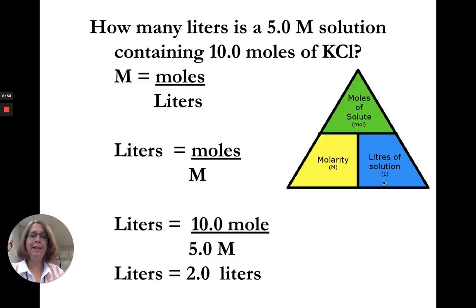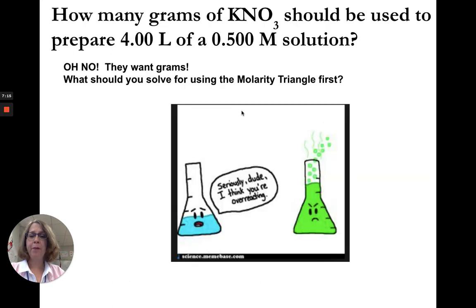All right, so liters is moles divided by molarity. So if we have 10 moles and we divide it by 5 in terms of the molarity, that means we have 2 liters of that solution. In other words, if 10 moles are dissolved in 2 liters, then 5 moles per liter. So that's what a 5 molar solution would be. Okay? All right. So let's look at one that's slightly more complicated.